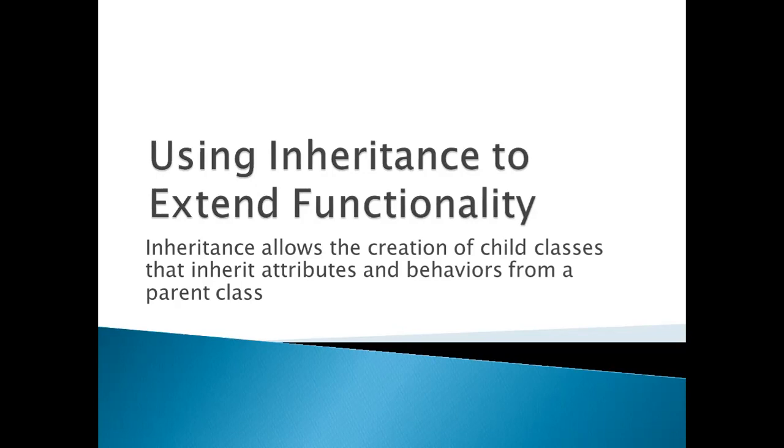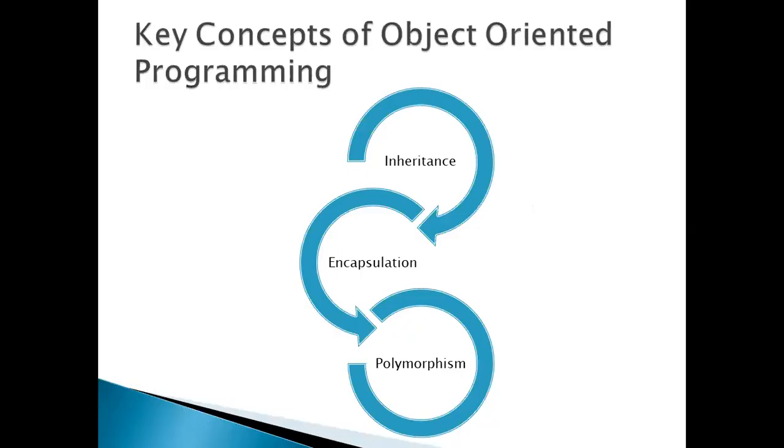So that child class also has its own new attributes and behavior as well, but they definitely inherit some of the characteristics or some of the behavior from their parents as well. Some of the key concepts of object-oriented programming are inheritance, encapsulation, and polymorphism.